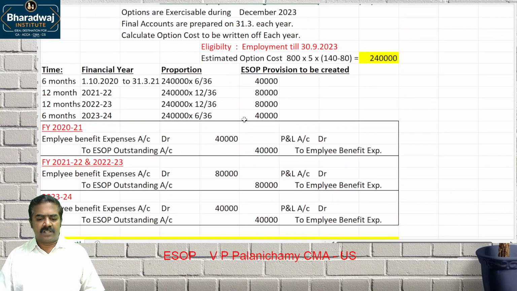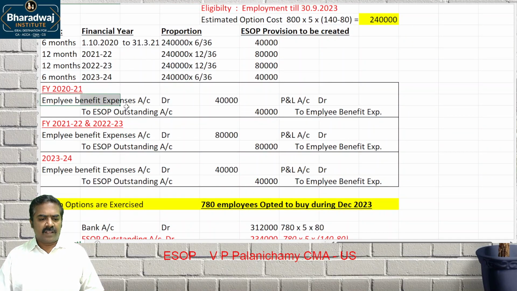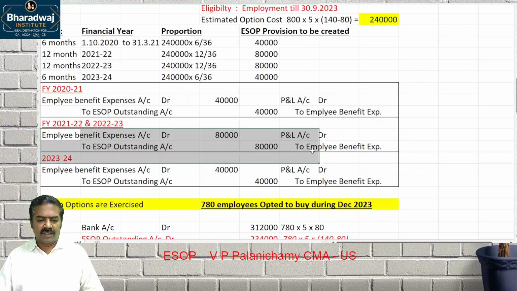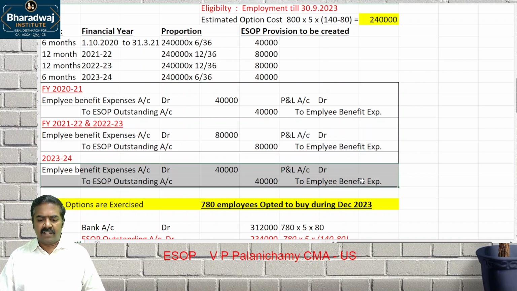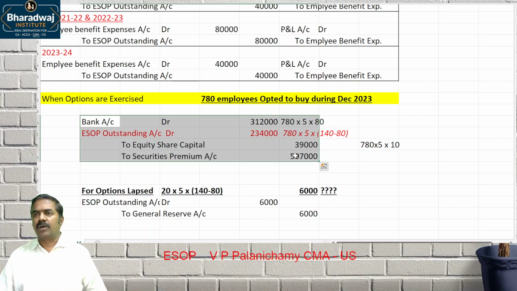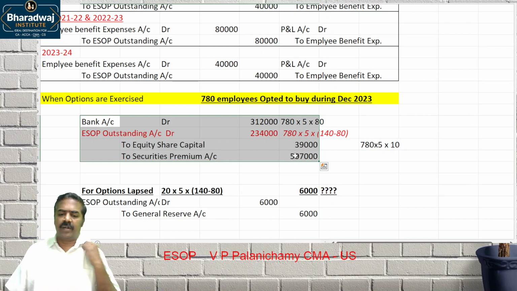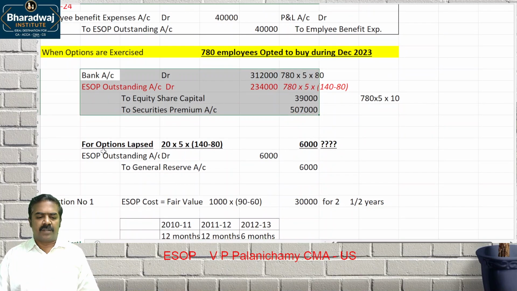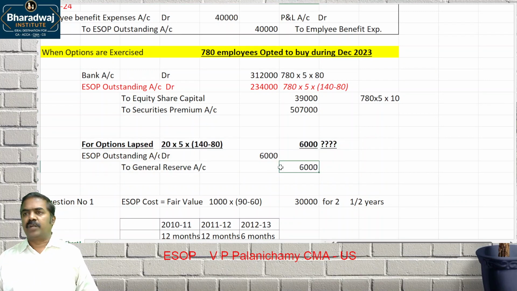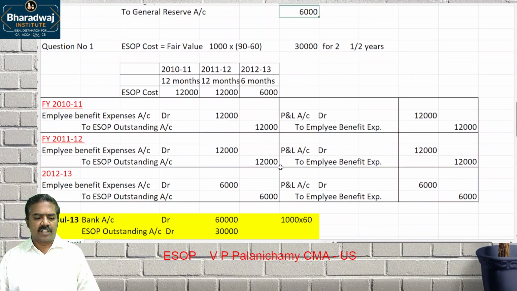How to pass a journal entry also we have done, right? Employee benefit expense account to ESOP outstanding. That will be charged in which account? P&L account. Like that, every year we create an entry. Then when options are exercised, what is the entry we pass? Bank account debit, ESOP outstanding account debit to equity share capital and securities premium. For the options not exercised, lapsed, we transfer it to which one? General reserve.